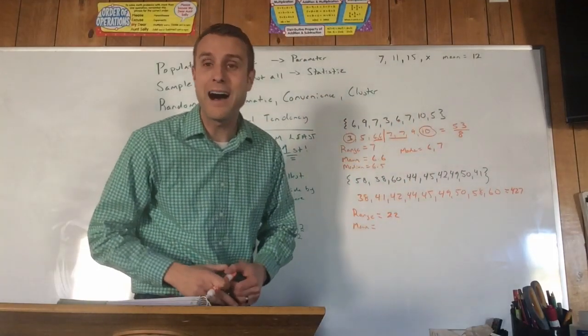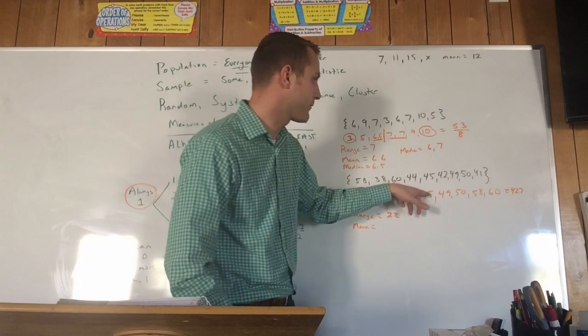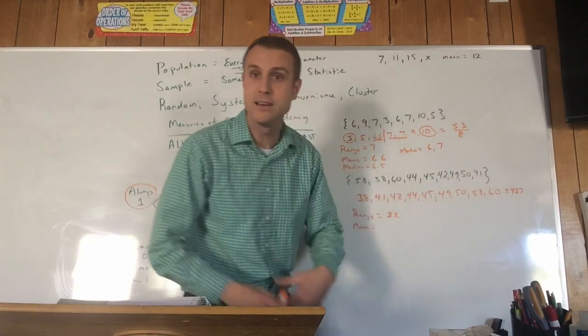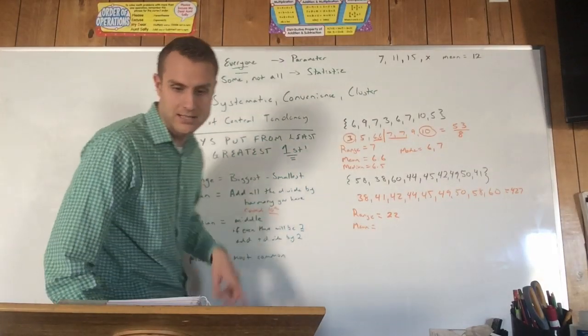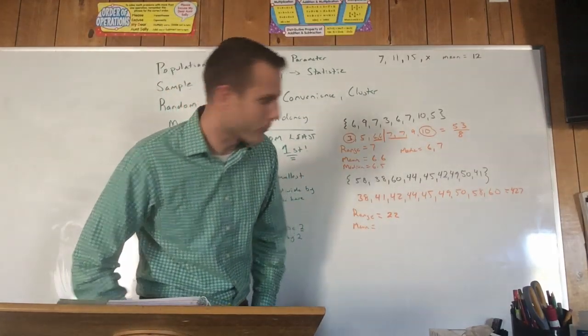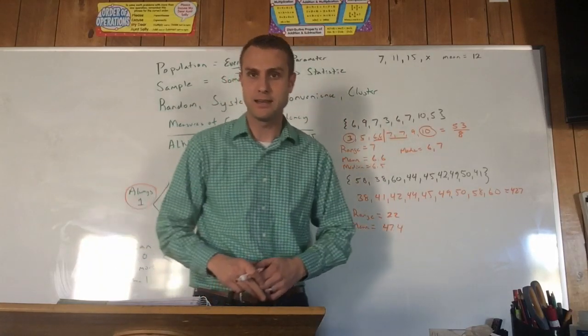And then I'm going to divide by how many numbers I have. So I have 1, 2, 3, 4, 5, 6, 7, 8, 9. So I'm going to do 427 divided by 9. Remember, round to the tenth if I need to. So I get 47.4. That is my mean.